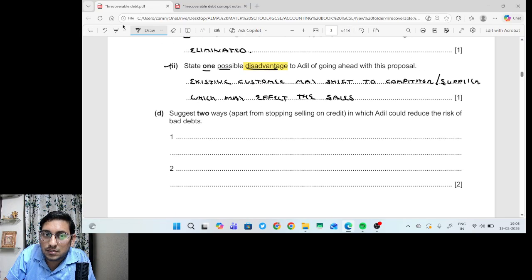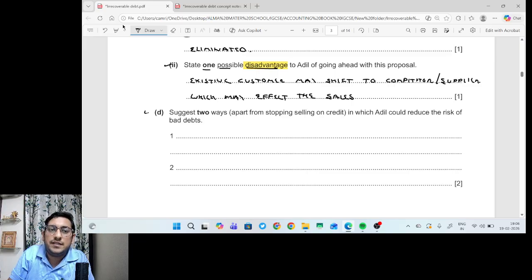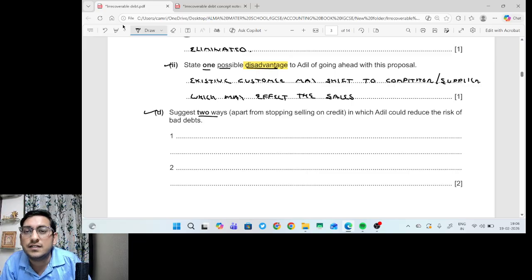Now suggest two ways. Point number D. They are saying suggest two ways apart from stop selling on credit in which Adil could reduce the risk of bad debts. We understand stop selling on credit, but you have to give two more ways how you can reduce the risk of bad debts. Bad debts or irrecoverable debt is the same thing. Previous name is bad debts, current name is irrecoverable debt. So suggest two ways apart from stop selling on credit in which Adil could reduce the risk.